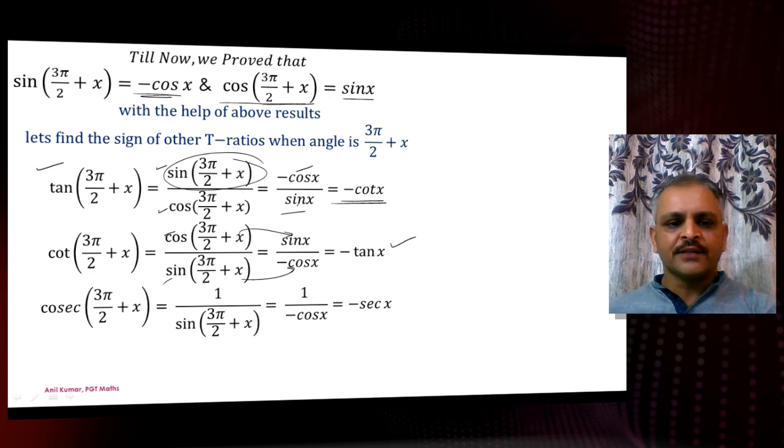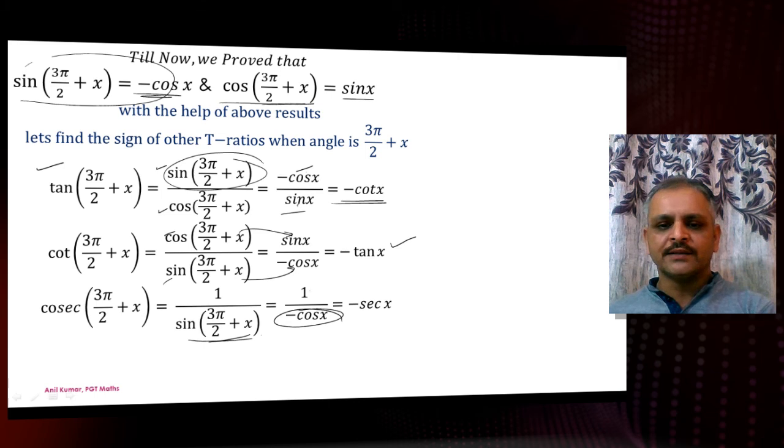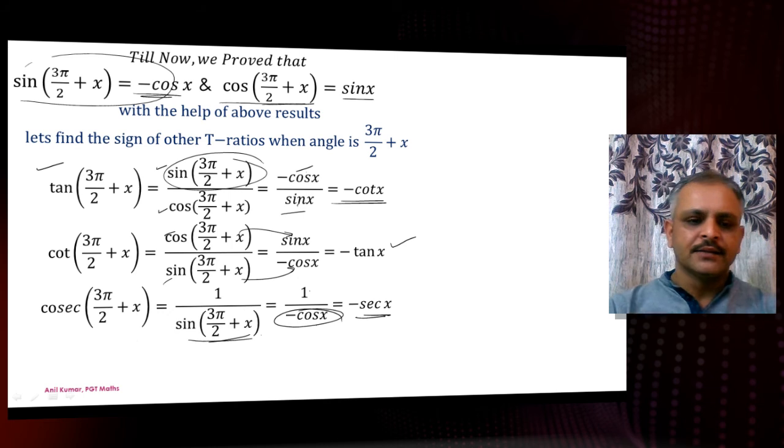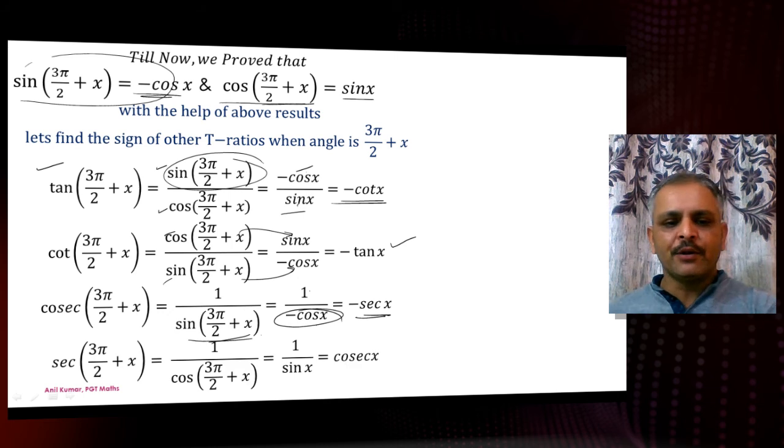Cosecant 3 pi by 2 plus x will become 1 by sine of 3 pi by 2 plus x. And sine 3 pi by 2 plus x is minus cos x. So minus cos x, and 1 by cos is secant x. So output will be minus secant x. Similarly, secant 3 pi by 2 plus x will become cosecant x.